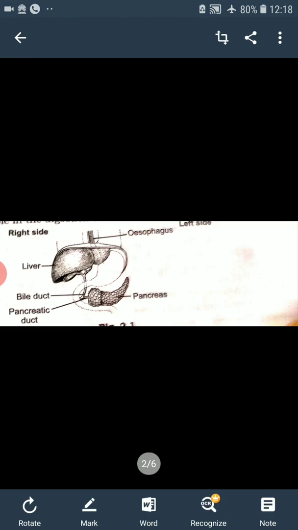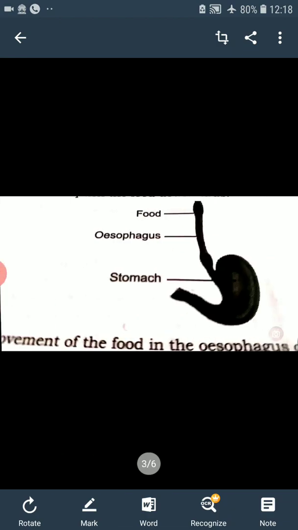What is secreted by the liver? Liver secretes bile juice. And what is the use of this juice? This juice helps in the digestion of fats. Next, as you are able to see here, is the alimentary canal. The food pipe is given, named the esophagus, right? So the esophagus is also known as the food pipe.